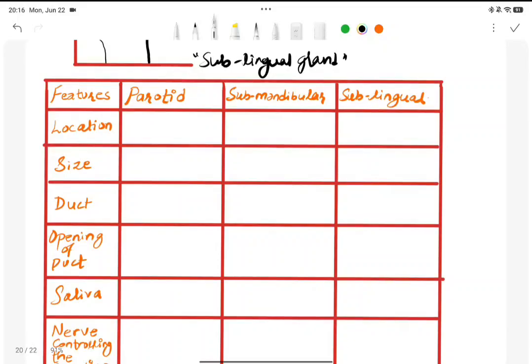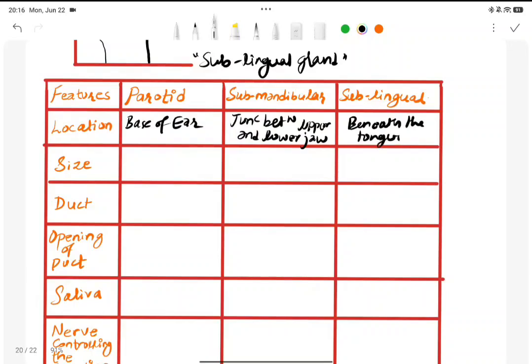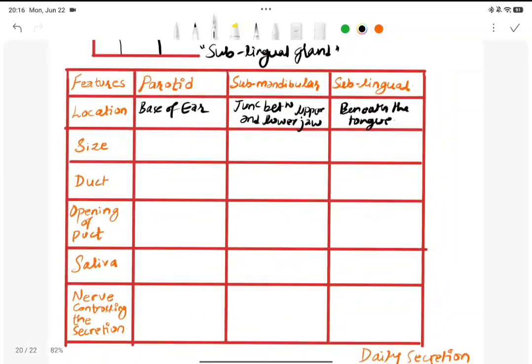Okay, so the location: the parotid is located at the base of the ear. Submandibular is located at the junction between the upper and lower jaw, and sublingual is located beneath the tongue. And the size: the parotid gland is the largest salivary gland, and the sublingual gland is the smallest salivary gland. The submandibular gland is of intermediate size, between these two.